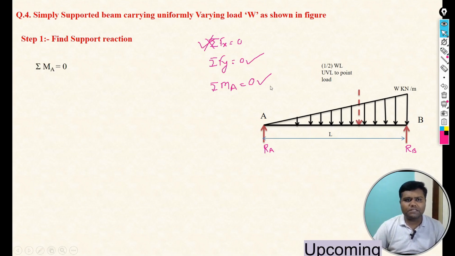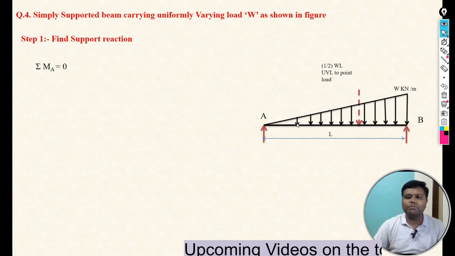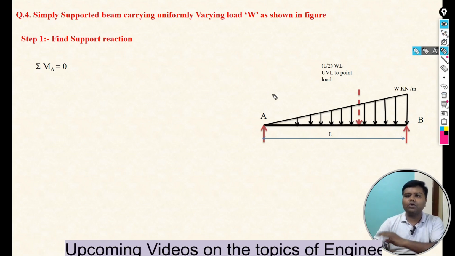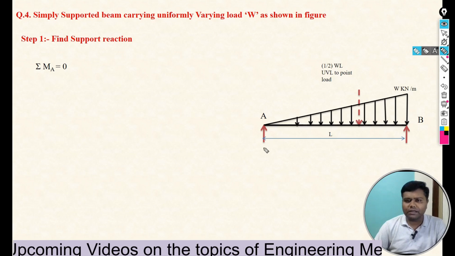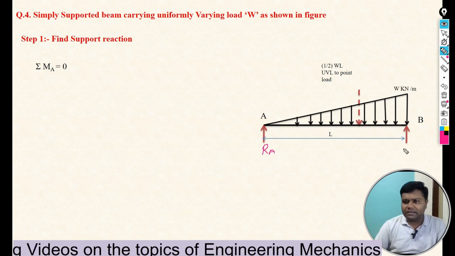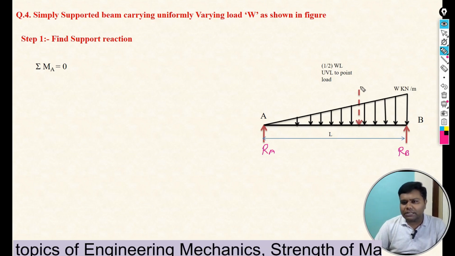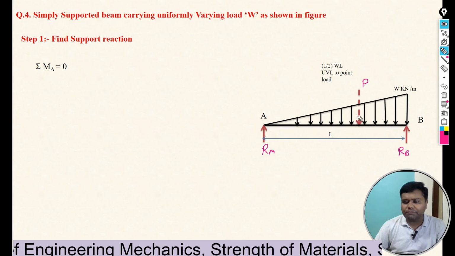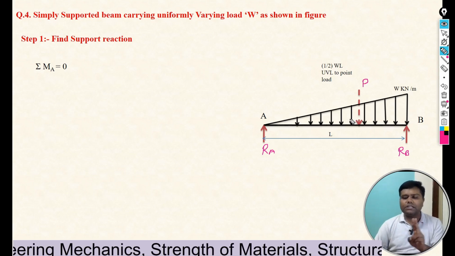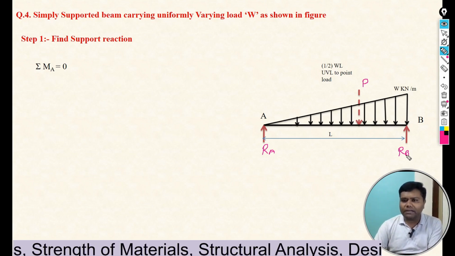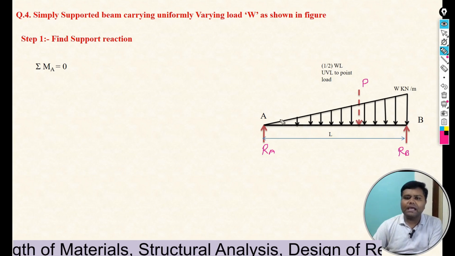So once you apply summation M_A equals 0, it means what? We just have to take the moment at point A of all the forces. If you see over here, this is our Ra and this is our Rb reaction. Here we already converted that point load. Let's say this point load is P. So there are two forces, P and Rb, and we have to take the moment of P and Rb at point A.